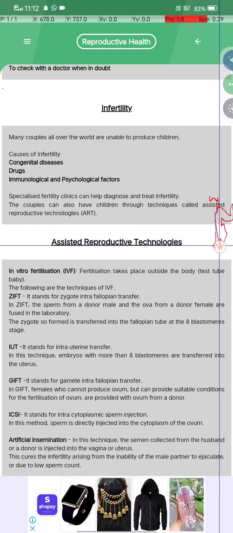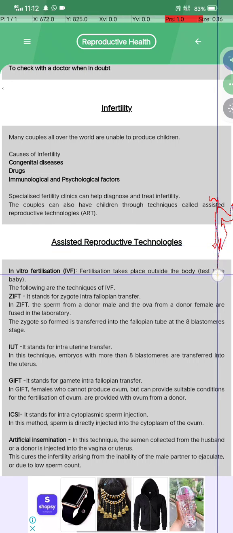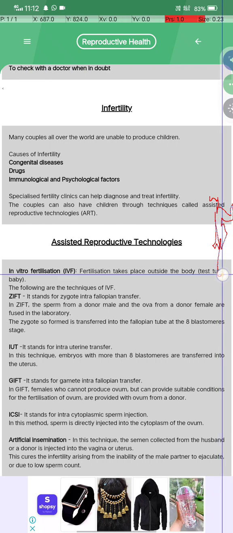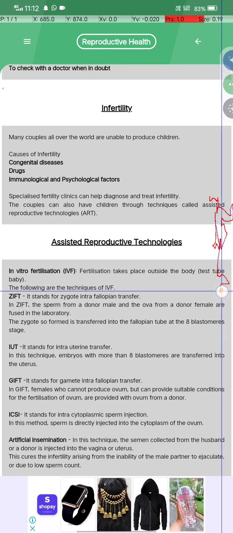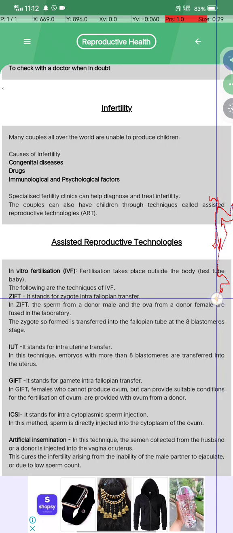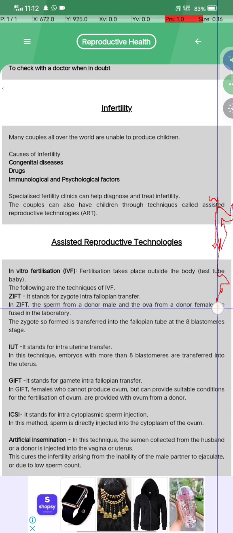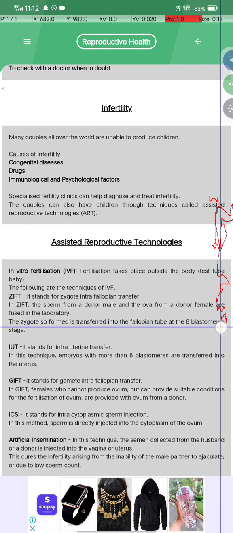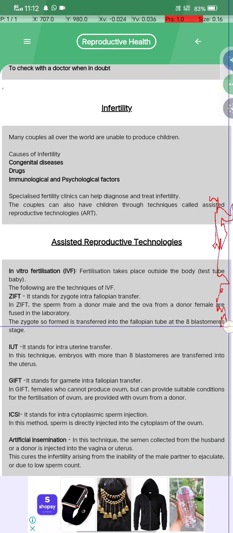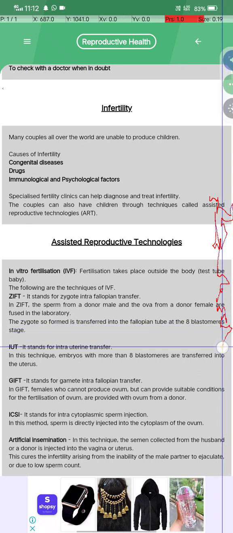Assisted reproductive technology. In vitro fertilization, IVF: fertilization takes place outside the body, producing a test tube baby. The following are the techniques of IVF. ZIFT stands for zygote intrafallopian tube transfer. In ZIFT, the sperm from a donor male and the ova from a donor female are fused in the laboratory. The zygote so formed is transferred into the fallopian tube at the 8 blastomere stage.